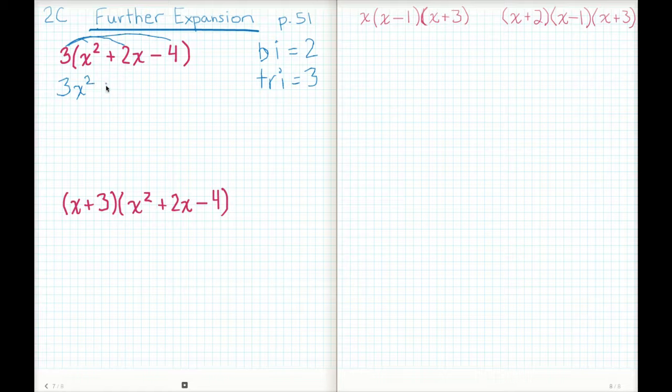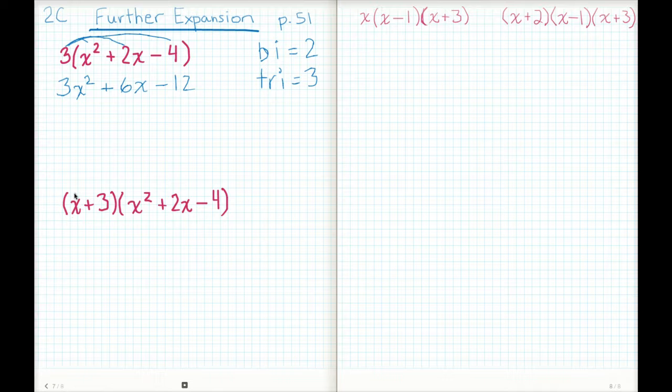So 3 times x squared plus 6x minus 12. And that's all. Okay? If I now have x plus 3, it's half the same thing. I multiply the 3 by everything in the brackets, but I also have to multiply the x by everything in the brackets.